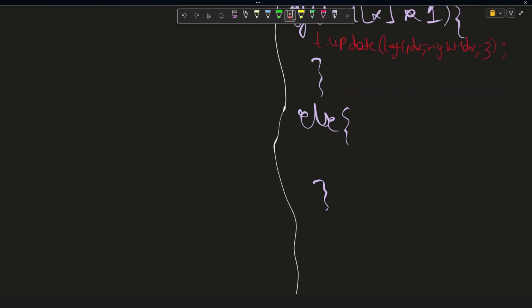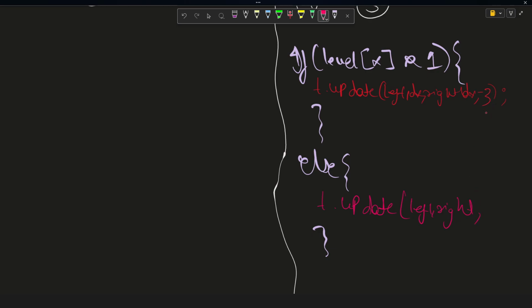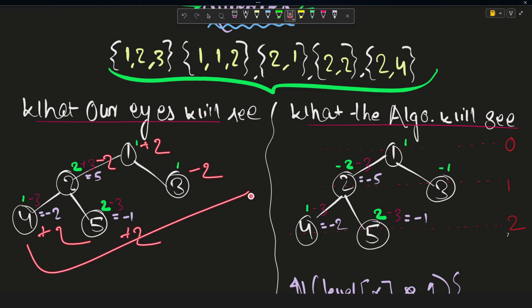And if this is not the case, that is, the level of x is not odd but even, then what will I say? I will say that again I have to update this whole range from left to right, but instead of adding -3 in this whole range, I will just add +3 here. That is the opposite. Since this query has been performed and now I want to perform this query, as you can see, in this query I want to add a value of +2 on the first node, then -2 here, and again +2 here. So this is the actual thing that we want to compute.